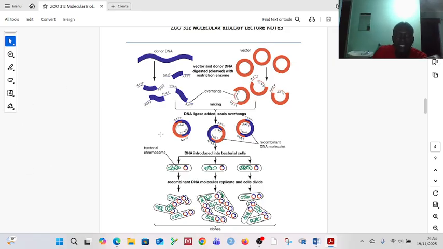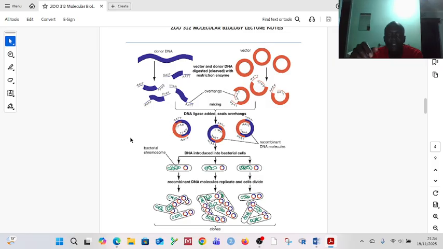So you identify the DNA from which the gene that you want is. That is your donor DNA. It is a donor DNA because it is the DNA that is giving the gene of interest. Once you get that gene, you can't carry it by hand, you will put it in a vector. It's a vector that will help in carrying that gene of interest into the host cell. That process is what we call transformation.